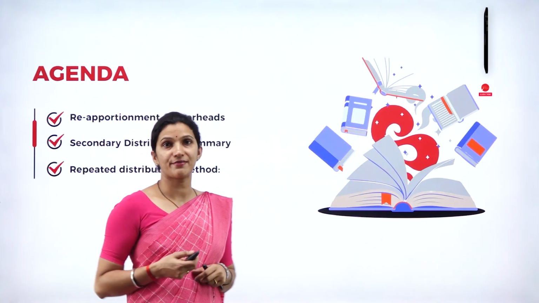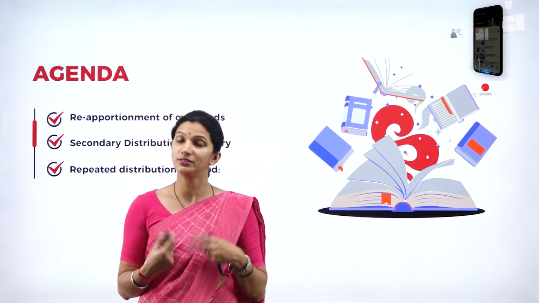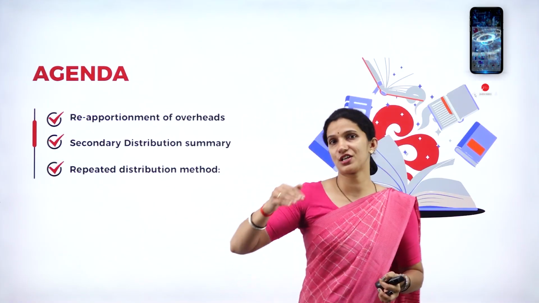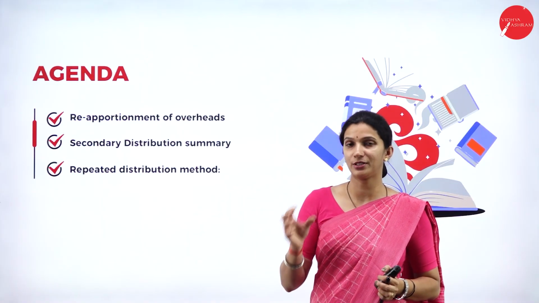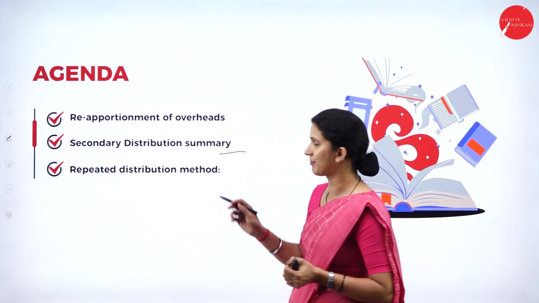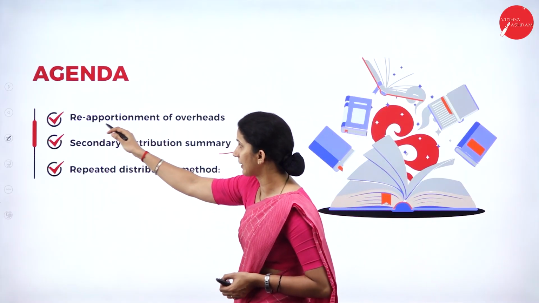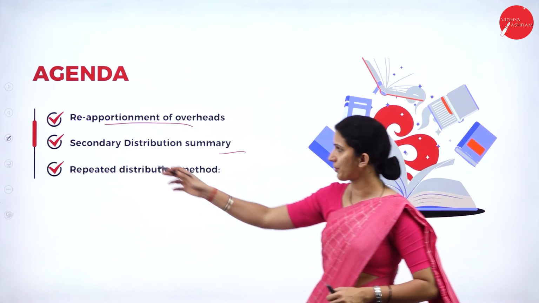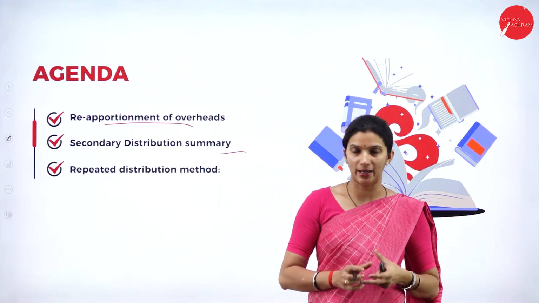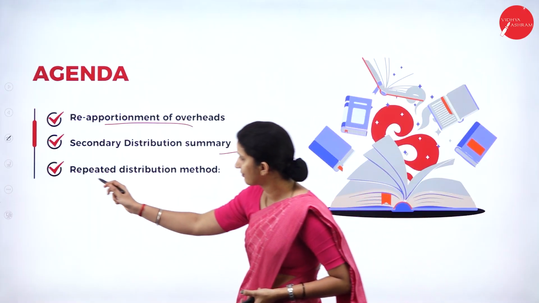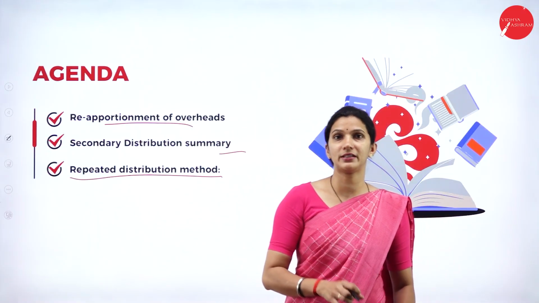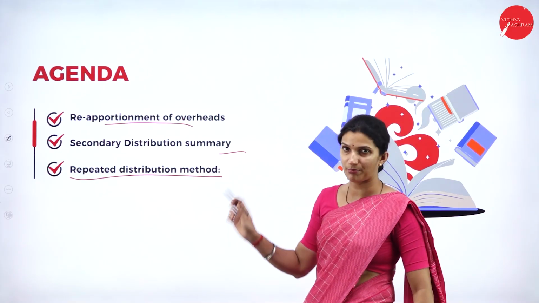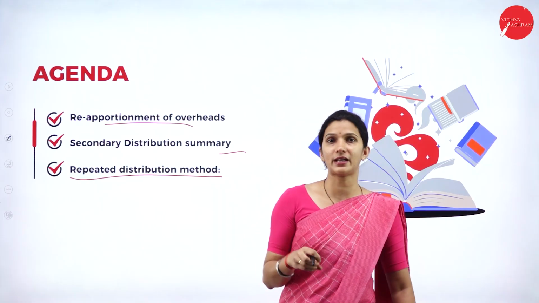In the previous sessions, we have seen the preparation of the primary distribution table or primary distribution summary. In today's session, we continue with the second step, the preparation of the secondary distribution summary, which we call the reapportionment of overheads. For this, we have to follow the repeated distribution method.